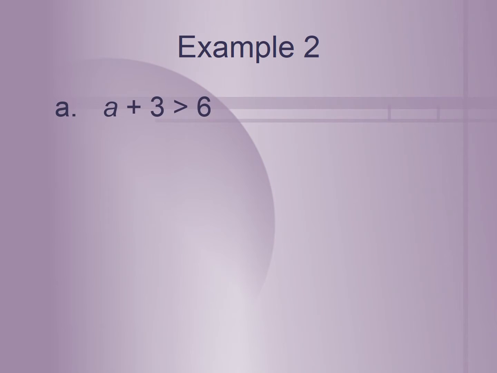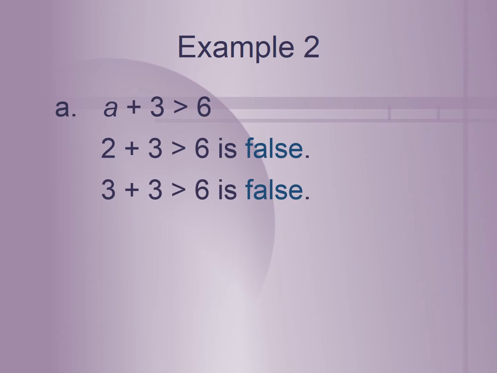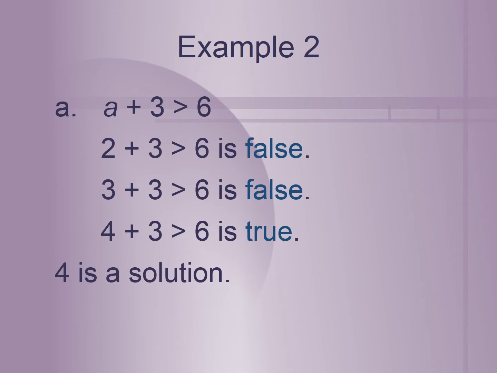Let's say we have a plus 3 is greater than 6. We want to find out what are some solutions to this inequality. If we plug in 2 for A, we get 2 plus 3 is greater than 6, and that's not true, so this is false. 2 is not a solution. If we plug in 3 for A, we get 3 plus 3 is greater than 6, which is also false. If we plug in 4 for A, we get 4 plus 3 is greater than 6, which is true. So that means that 4, when plugged in for A, is a solution to this inequality.